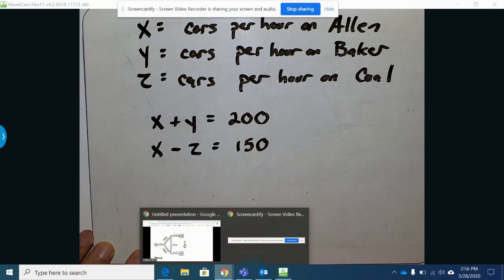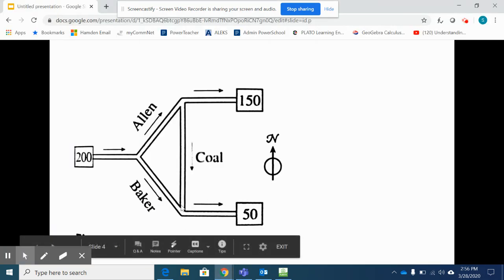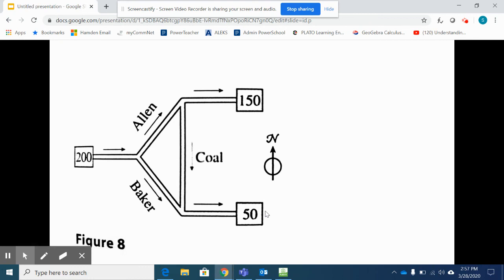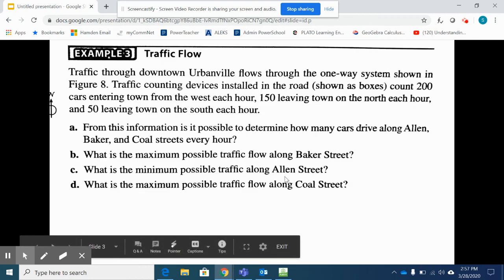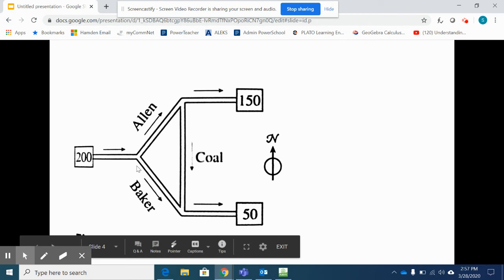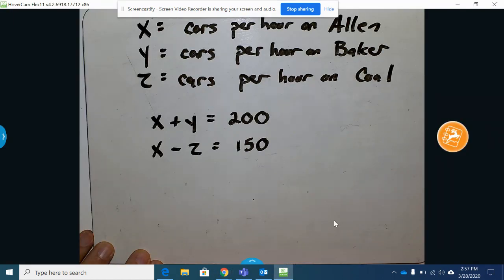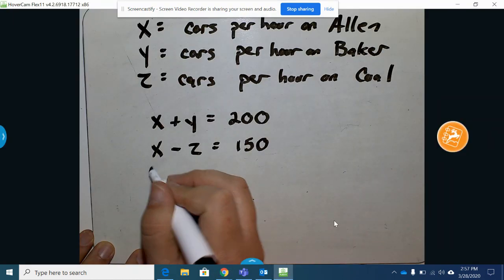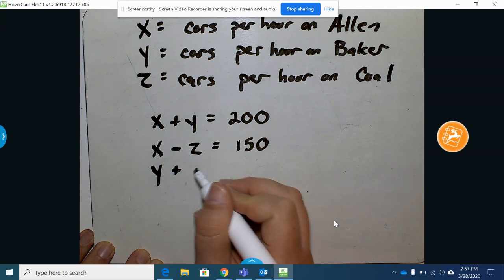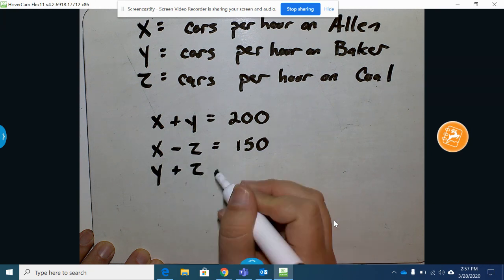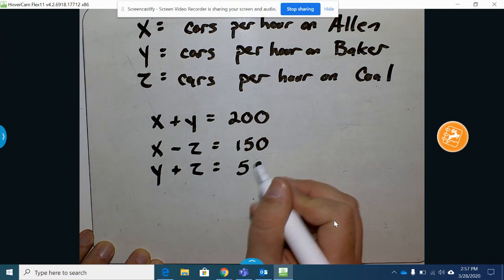Okay, go back to our diagram and we have one more intersection to look at. These are cars that go down Baker and Cole, exiting out to 50. So if we add up the number of cars that are on Baker and Cole, they flow down this street and equal 50 on that south end. So we would have Baker, which is Y, plus Cole, Z, would equal the 50 cars.